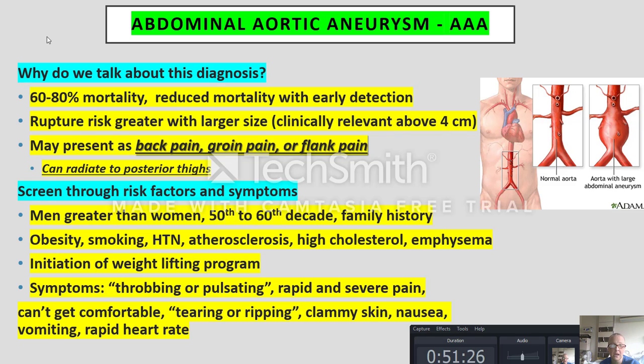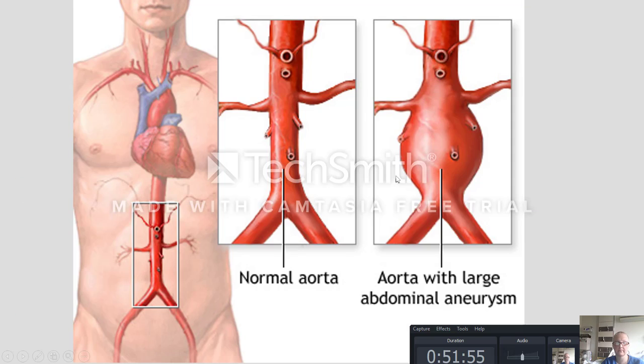Symptoms: throbbing or pulsating, rapid and severe pain, can't get comfortable, tearing or ripping, clammy skin, nausea, vomiting, and rapid heart rate. Those are the symptoms. And there is a bigger picture of a normal aorta and an aorta with a large abdominal aneurysm.